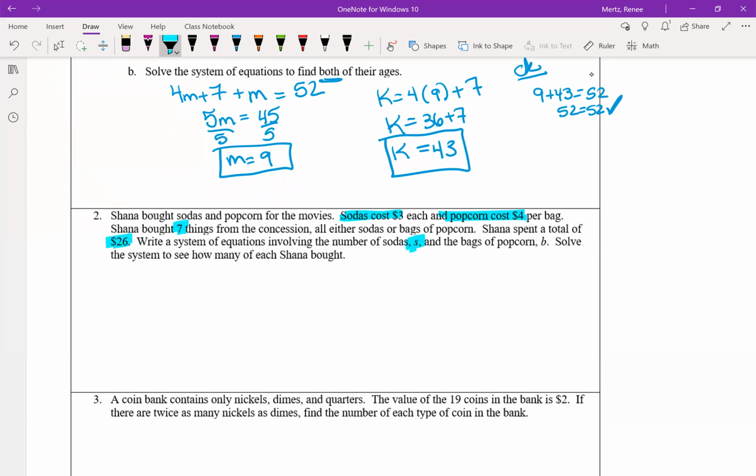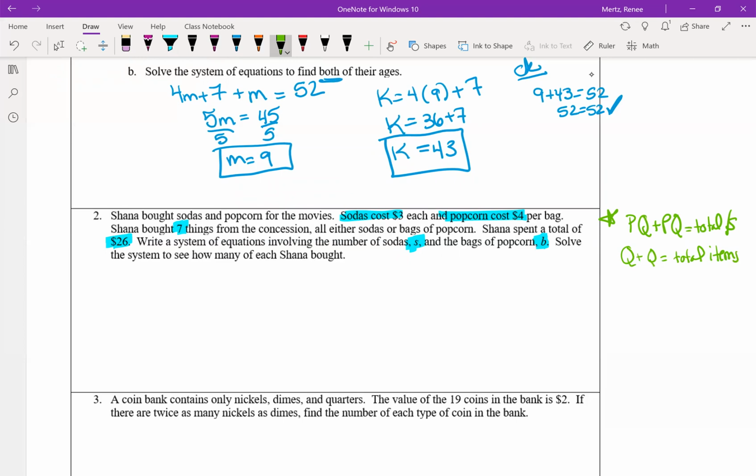Sodas are S, popcorns are B. We have to use the variables they tell us. We have two types of equations that we're going to do with these. We'll have a price times quantity plus price times quantity, which we did back in chapter 2, equals total money. And then we have one for quantity plus quantity equals total items.